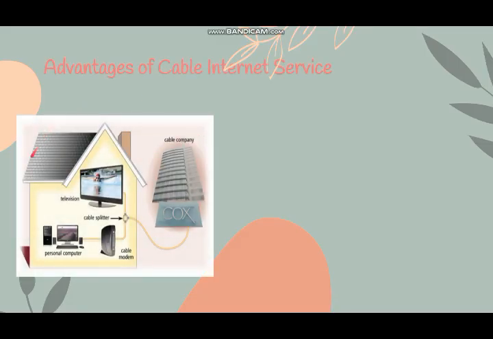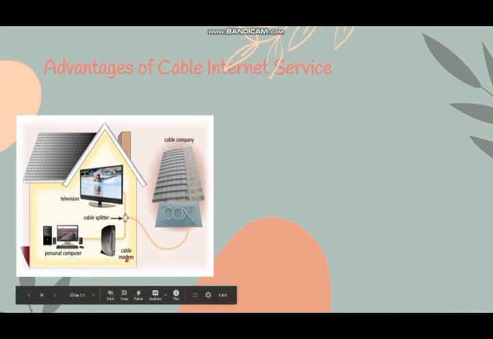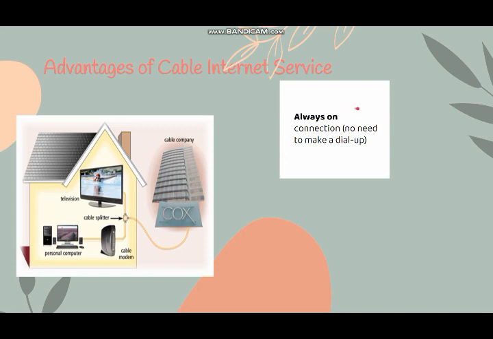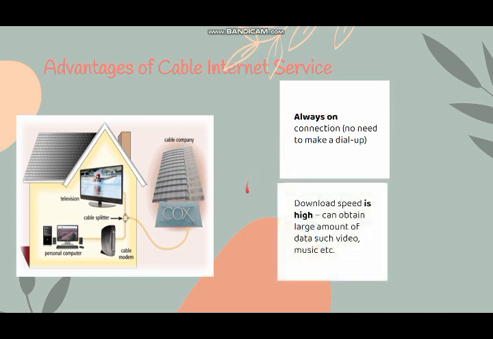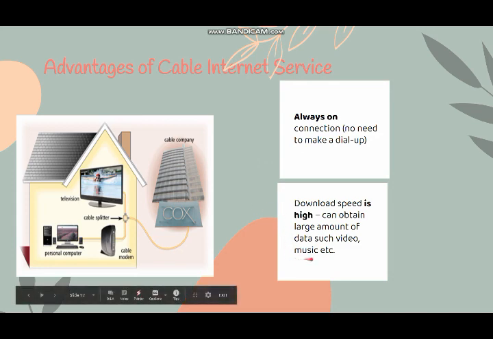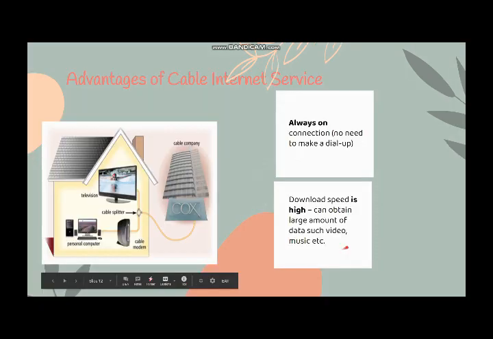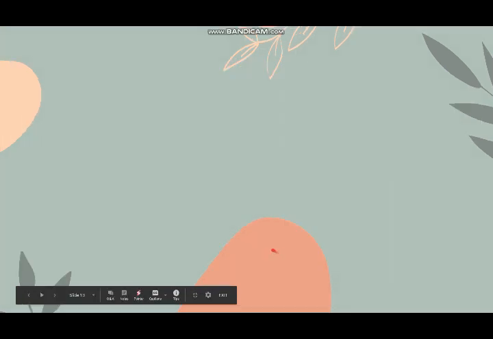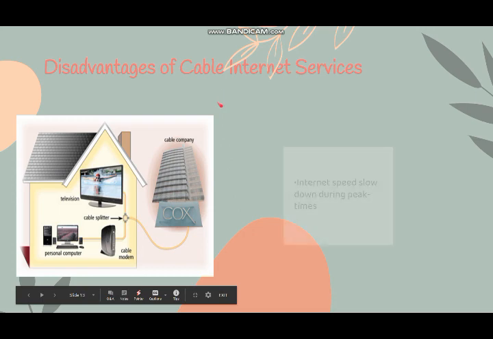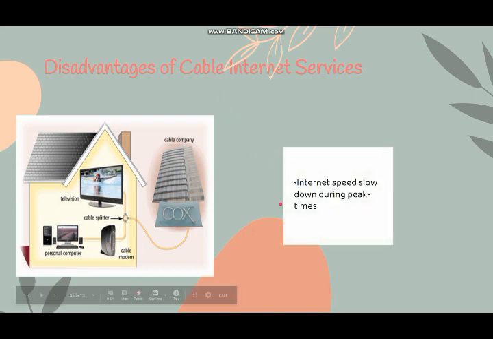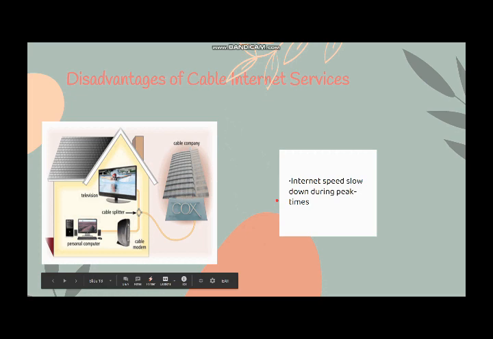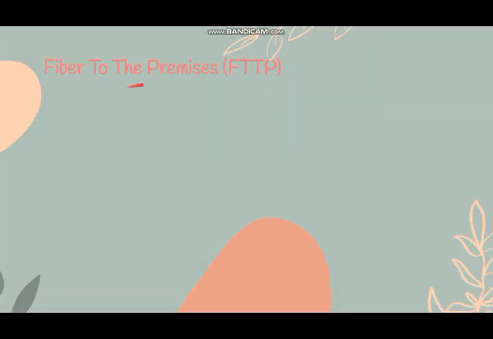Okay, let's now talk about the advantages of using cable internet service. Just like DSL, cable internet service connection is always on, so you don't have to make a dial-up. And also, in terms of the download speed, it is high, meaning that you can obtain a large amount of data such as video, music, and etc. So, how about disadvantages of using a cable internet service? So, cable internet service can slow down during peak times because of the increase of users.